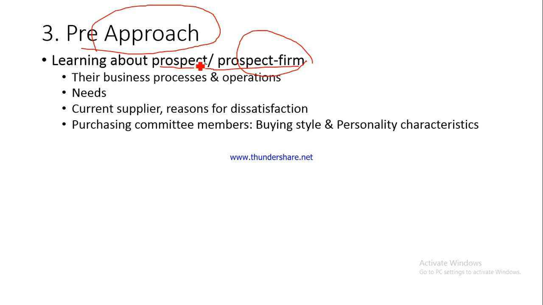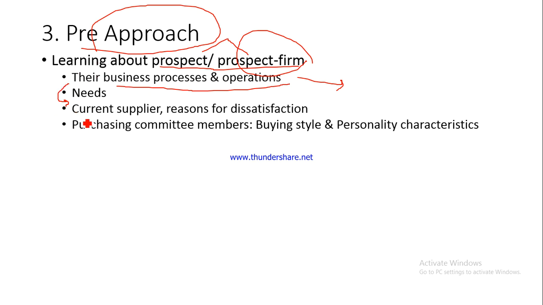So whosoever are the hot prospects, be it the individuals, be it the firms, you will have to learn about them. Try to find out what kind of business processes they have, what operations do they have, because this will help you understand what kind of needs these people would have, so that accordingly you can customize your presentation and you can customize your product to suit these needs. This will also help you decide what would be an appropriate product for these kind of prospects.